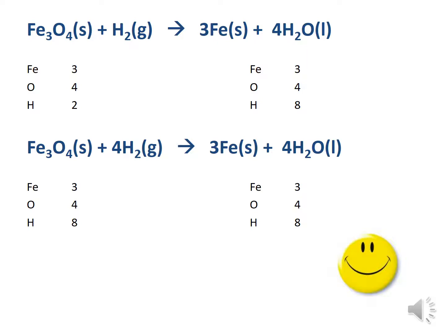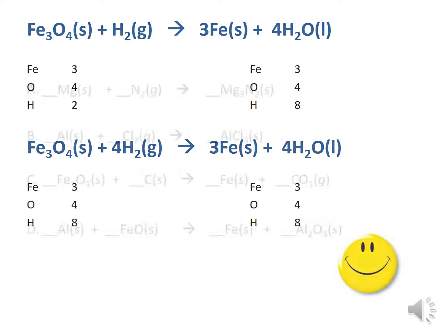That has taken the hydrogen, which was previously balanced, and thrown off the balance, because now we only have 2 hydrogens on the left, but 4 H2Os would mean 8 hydrogens on the right. So the last coefficient we need to add is a 4 in front of hydrogen. Now taking a look at both sides of the equation, 3 irons, 4 oxygens, 4 oxygens, 8 hydrogens on the left, and 8 hydrogens on the right. So we are happy to have balanced the equation. Fe3O4 plus 4H2 gas yields 3Fe solid plus 4H2O liquid. So that's an example of balancing an equation.